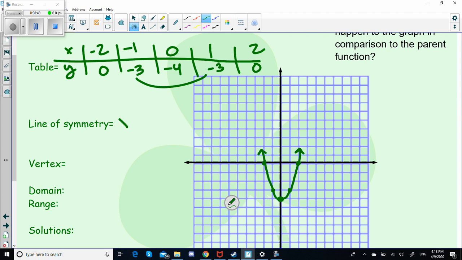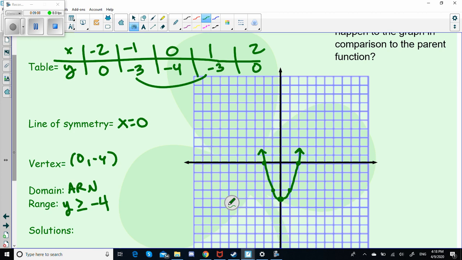My line of symmetry is x equals 0 because the fold line still is right in the center. The vertex is 0, negative 4. We put that in the middle of our table. The domain is still all real numbers like it was on Monday. And the range this time, since it's going up, is y is greater than or equal to negative 4.